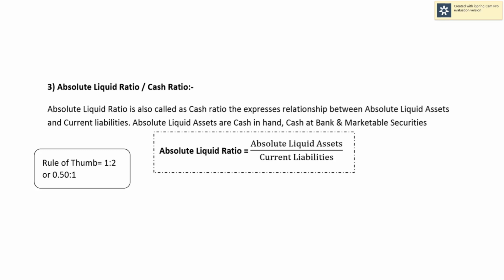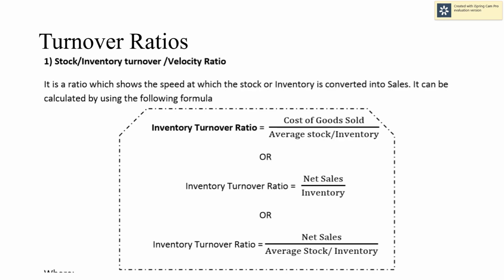Over a period of time, you will immediately understand the relationship between each and every ratio and you will get it like that. Okay, let's see the second category. The second category is turnover ratios. Under turnover ratios, I guess there are five ratios under the category of turnover ratio.